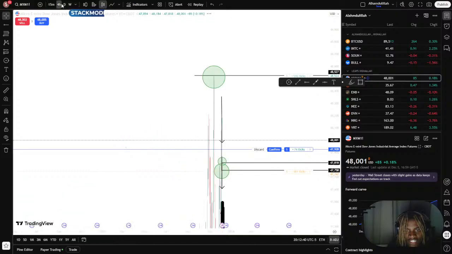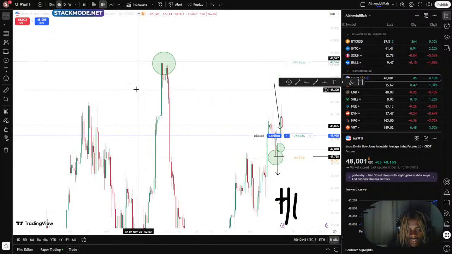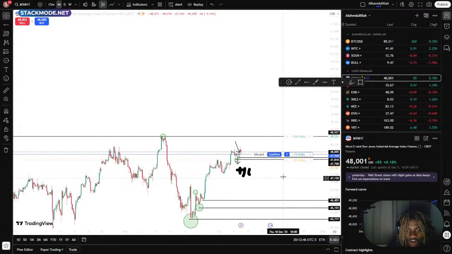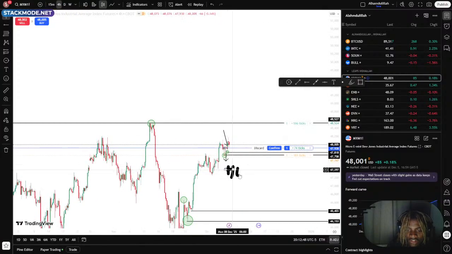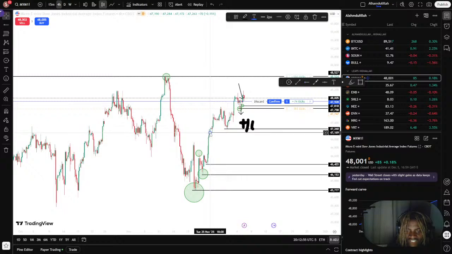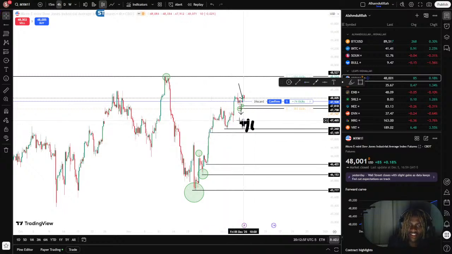So I can see on my higher time frames, the full V really starts down here. All I entered at was just a higher low, just like there's a higher low right here, and a higher low right here. All I did was enter at a higher low.